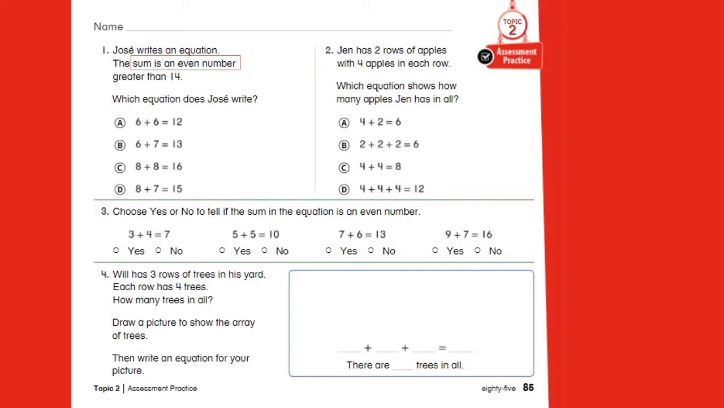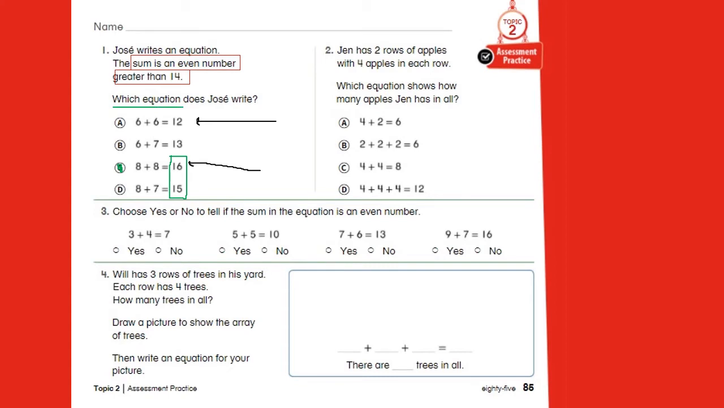Well, if we just stop there, when we look at our answers, there's an even number, that's 12, and there's an even number, that's 16. But wait, there's more. It has to be greater than 14. Well, there are two numbers here greater than 14, 15 and 16. But only one of them is even. So the correct answer for this is C. I'm sorry, the question was, which equation does Jose write? The answer is C.